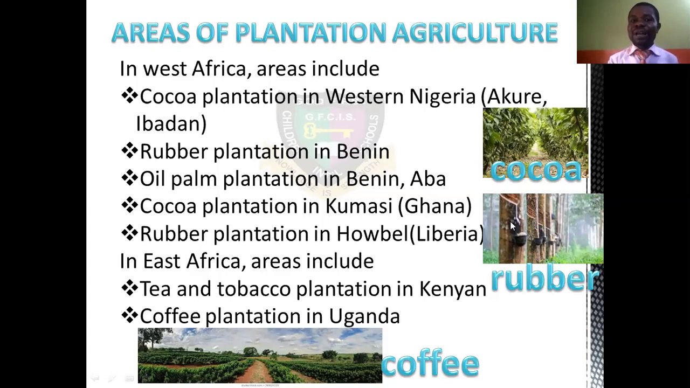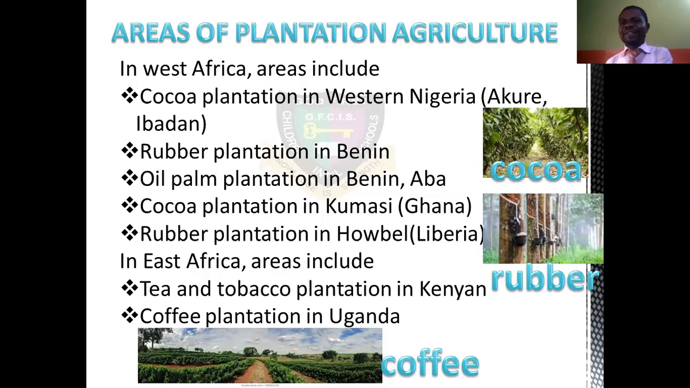This is a cocoa plantation. Then Ghana is also in West Africa. Kumasi in Ghana has a cocoa plantation too. Then rubber plantation in Liberia, in a place called Haubel. Both Liberia and Ghana, don't forget, and then Nigeria too. About four areas in Nigeria: Benin, Aba, Ibadan, and Akure. These areas are in the western part of Africa, which we call West Africa. It's not every part of West Africa that has plantation agriculture.